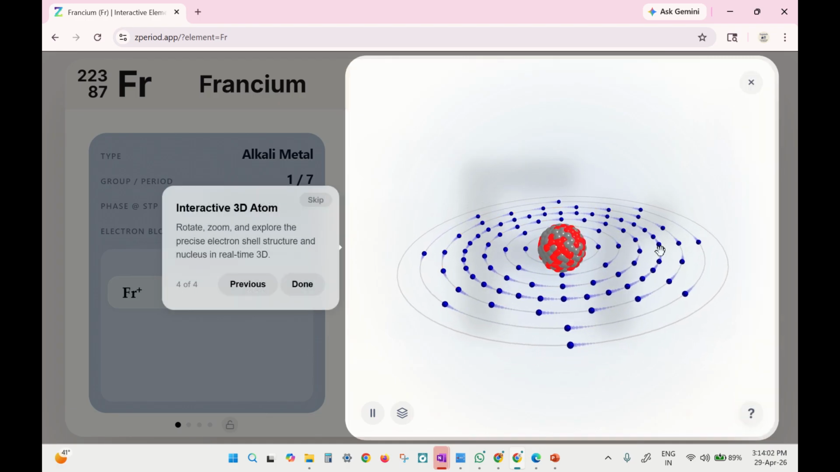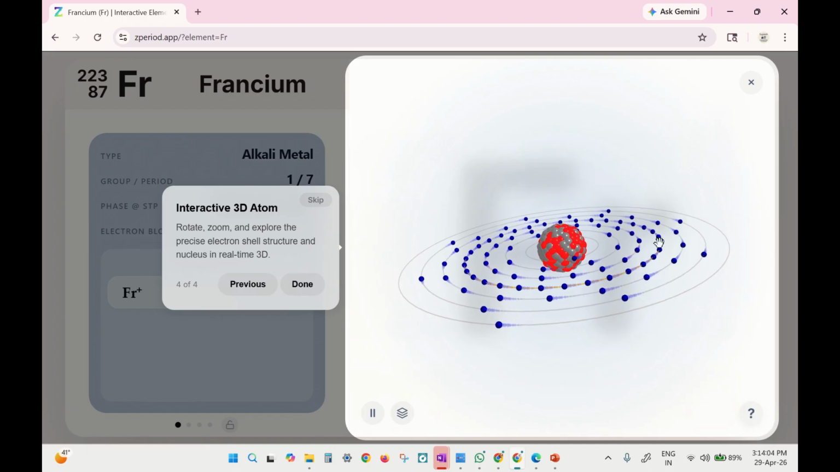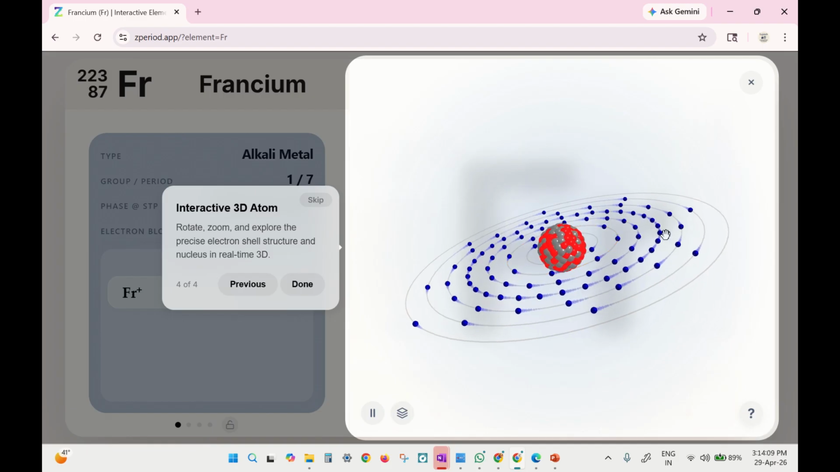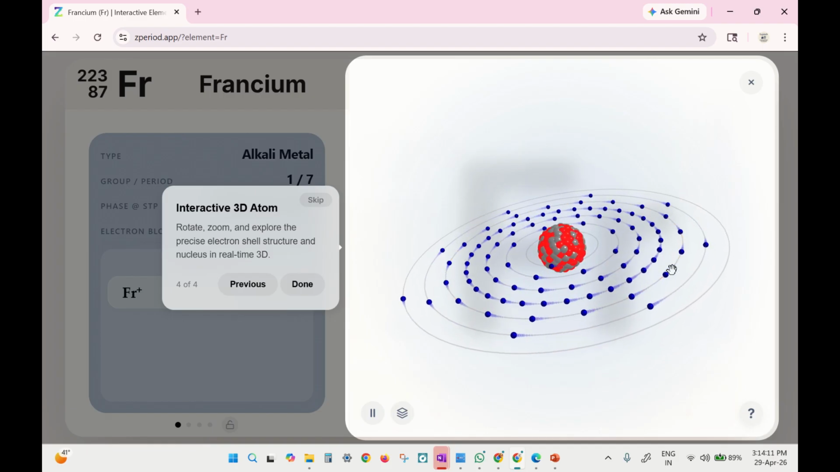Now, this is the way the electrons are. But do you think they are all the way we usually show in the solar system? Do you think all the electrons will be in one single plane?